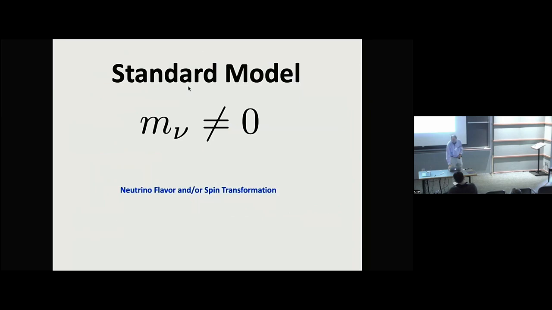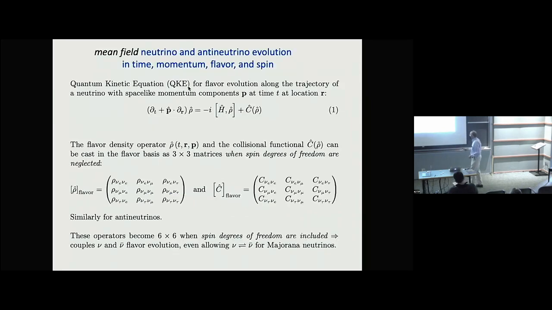So now let's look at the case where I turn on neutrino physics, neutrino flavor mixing in particular. Okay, so first we'll consider a mean field treatment of this, where neutrino and antineutrino evolution in time, momentum, flavor, and spin space is the objective. So there are the so-called quantum kinetic equations, and I refer you to Lucas John's talk last week, which was really very good. So here's what the quantum kinetic equation looks like in this case.